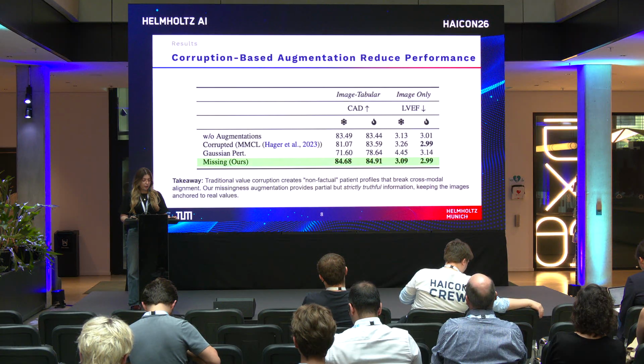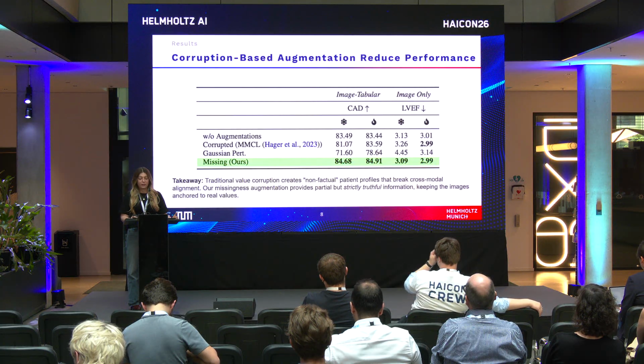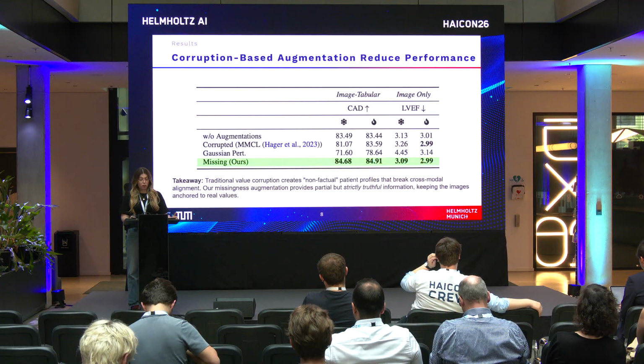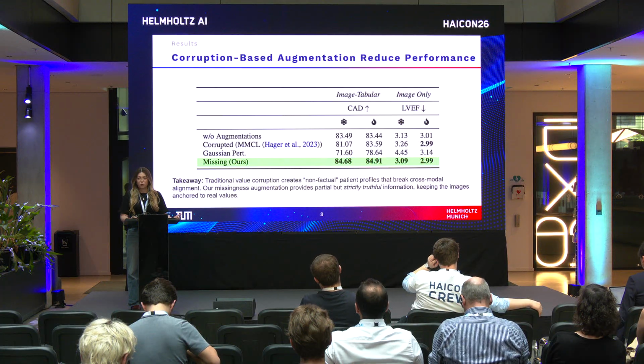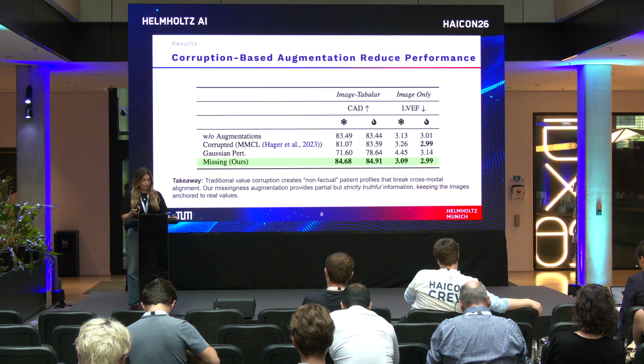And for this reason, we think that sometimes the corruption-based approaches actually fail below the no augmentation approach. While if we do our missingness, we always give the model truthful information. However, it's partial, to encourage robustness to missingness.